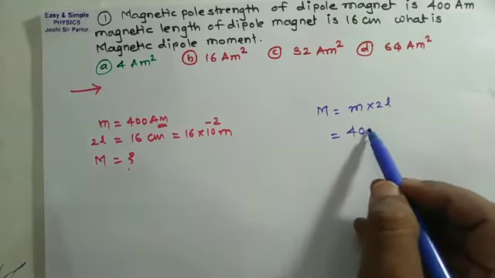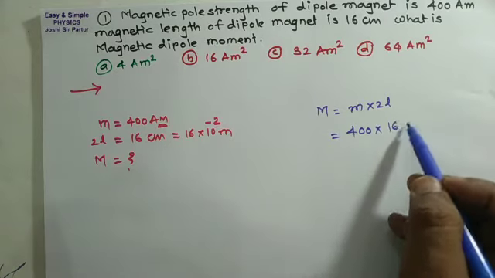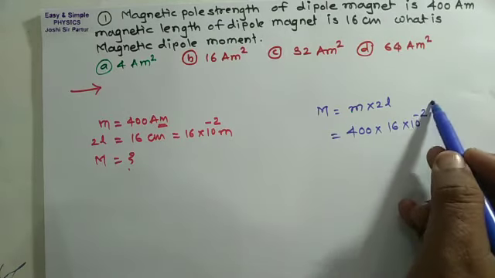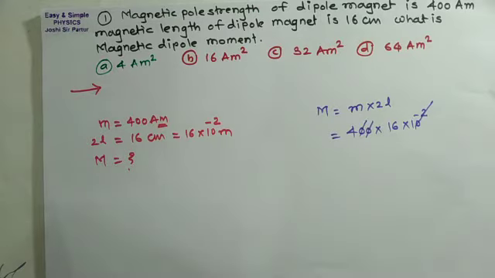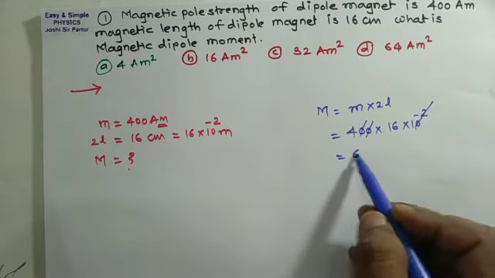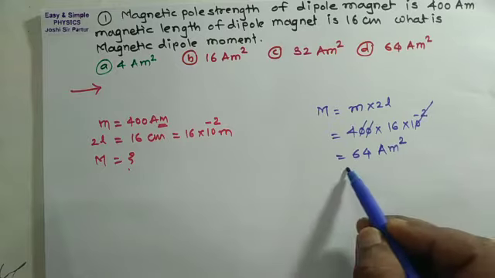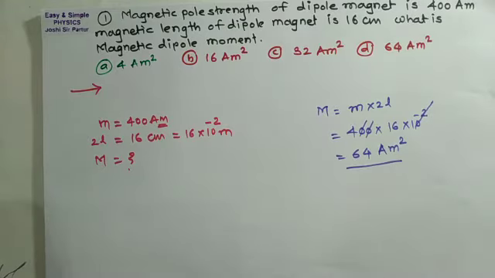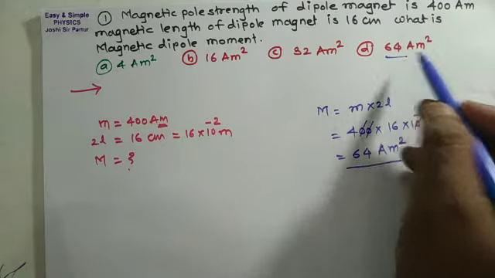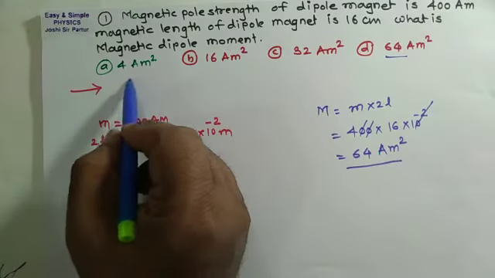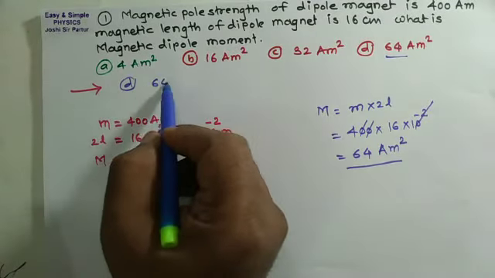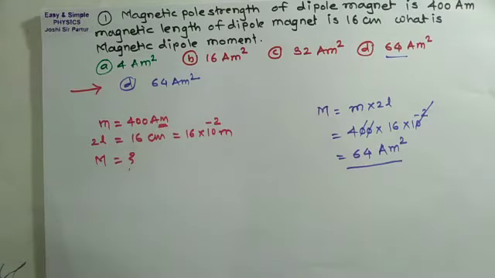Pole strength will be 400 multiplied by 16 into 10 raised to minus 2. 10 raised to minus 2 and 2 zeros get cancelled. So your answer is 64 ampere meter square. So the answer for this will be 64. So answer will be D, 64 ampere meter square.